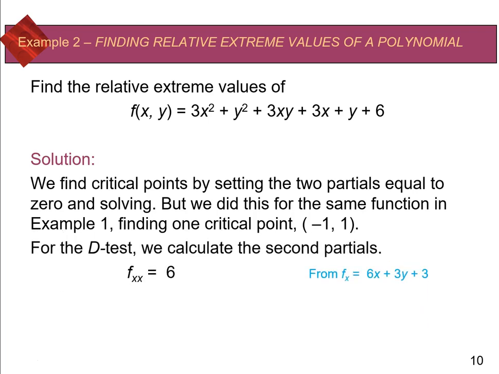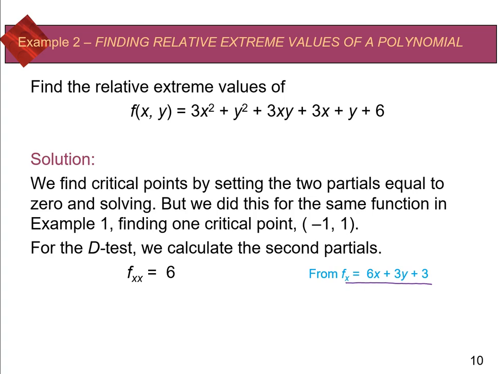Well, I do the fxx. Now we have already found out that fx was this here. So I take the derivative of that with respect to x again. I just get 6. The 3y and the 3 are counted as constants. They become zeros, and I differentiate.